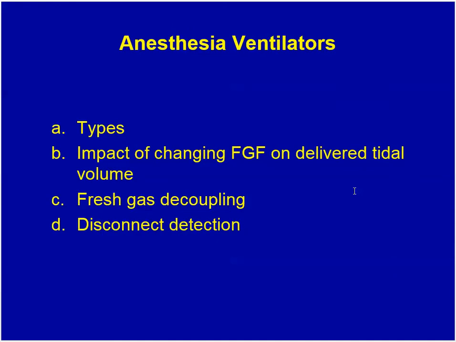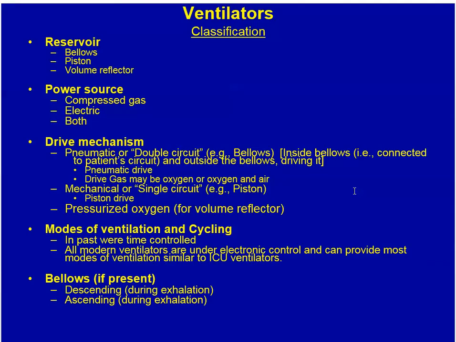Now let us turn to anesthetic ventilators, and I will discuss the types and the impact of changing fresh gas flow and a couple other issues. There are many ways to classify ventilators: by the type of reservoir, by the power source, by the drive mechanism, by the modes of ventilating or cycling, and if it's a bellows ventilator, whether it's a descending bellows or an ascending bellows.